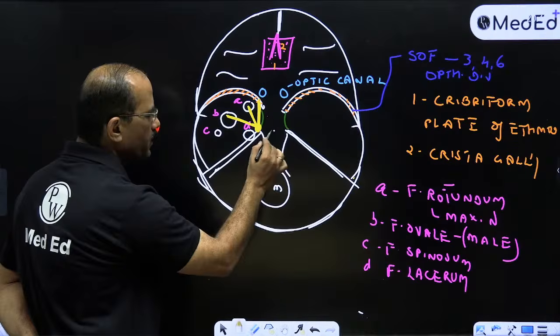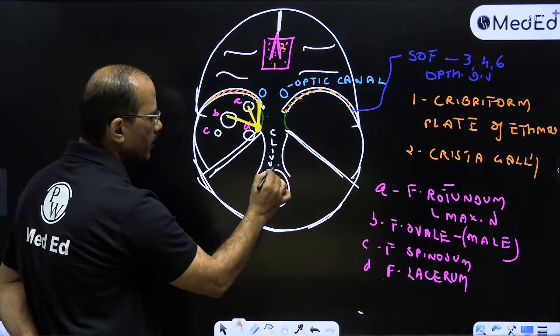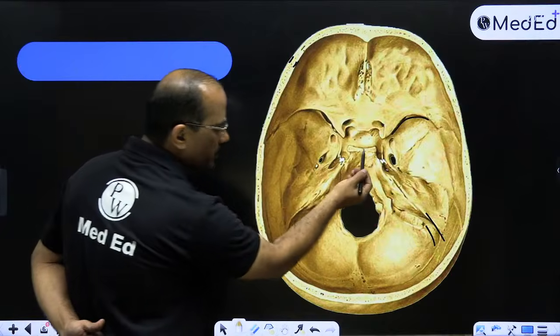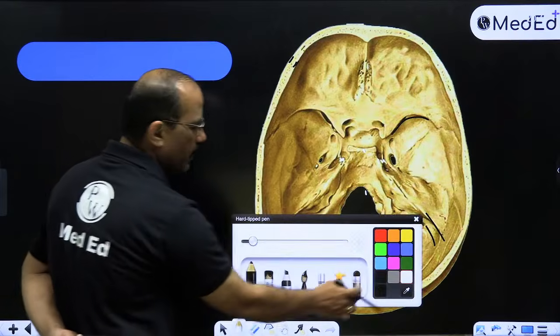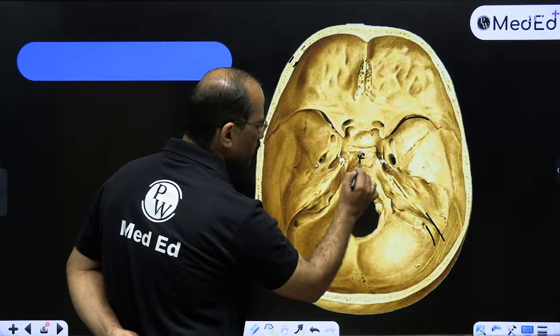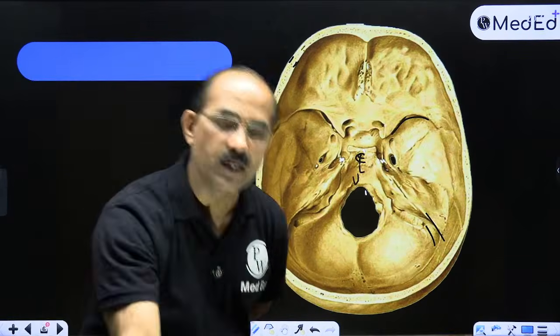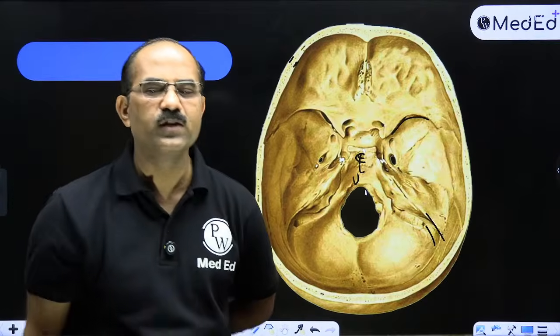There's a slope here. This slope is known as clivus. इसको बोलते हैं clivus. ये जो slope देख रहे हो, इसका नाम है clivus. What lies on this slope? The brain stem. The brain stem lies on the slope.